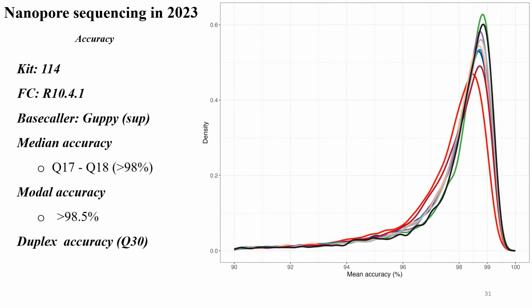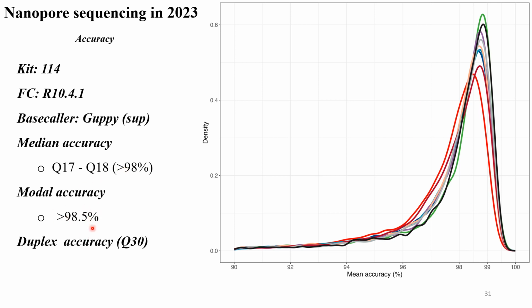The data shown before was sequenced more than a year ago, so what is the current state of nanopore sequencing, based on my sequencing in the past few months? We have seen that using the latest sequencing Kit 14 and flow cell R10.4.1 with the Guppy super accurate mode, the median accuracy of nanopore platforms has improved to more than 98%.